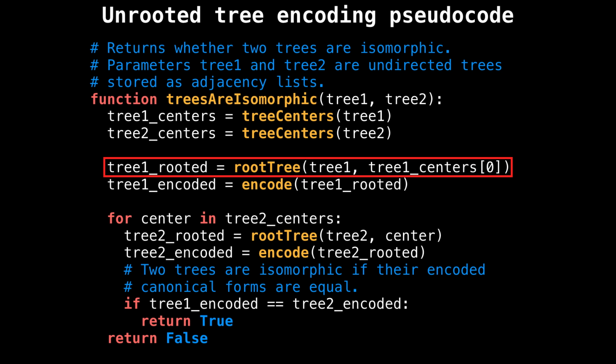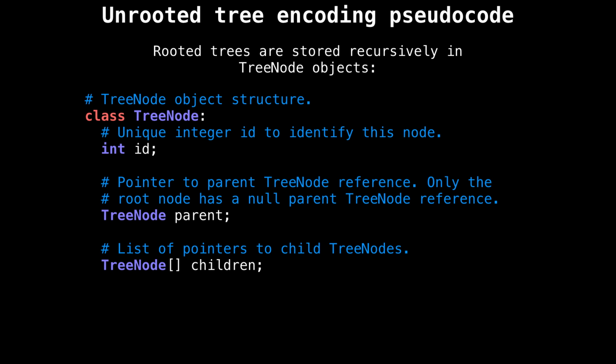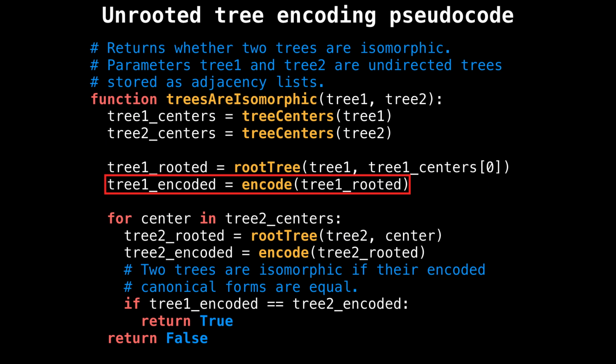The root tree method is the same one we covered 2 videos ago. Check the description if you need a refresher on that. Now, as a reminder, I'm storing rooted trees in this code as tree node objects defined on this slide. I do this to facilitate writing recursive algorithms, but also to keep our tree data structure organized. Once we have rooted our tree, we can serialize it with the encode method.